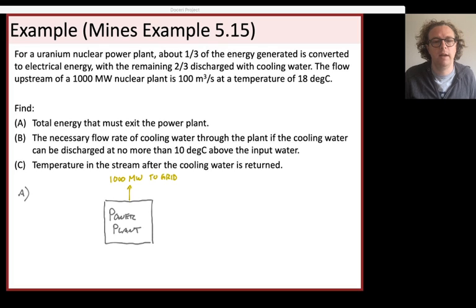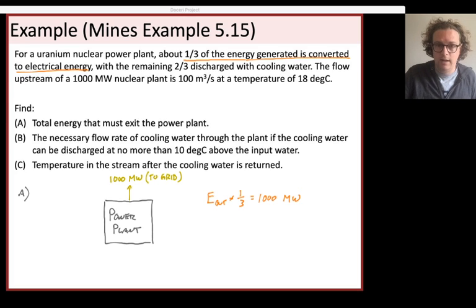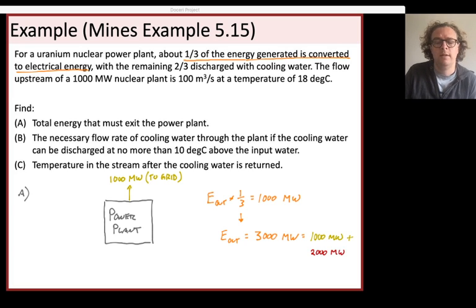We've got a power plant. We know that 1,000 megawatts is heading out to the grid. And if that represents 1/3 of the total energy, it stands to reason that the total energy must be 3,000 megawatts, which is then 1,000 going to the grid plus 2,000 megawatts in the cooling water. So 2,000 megawatts must leave in the form of heat energy, as shown here in red.